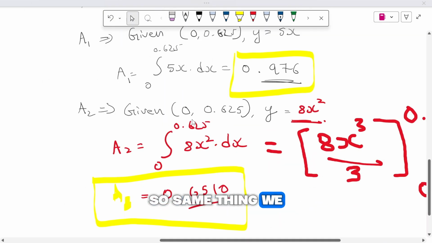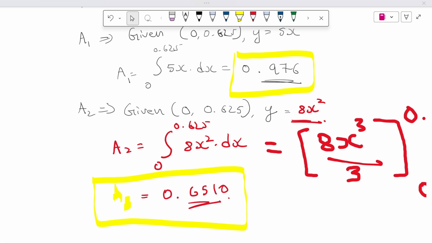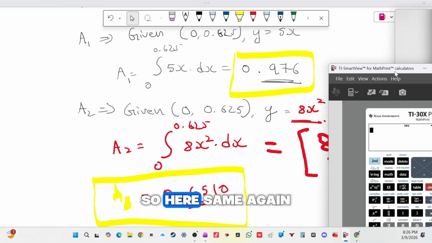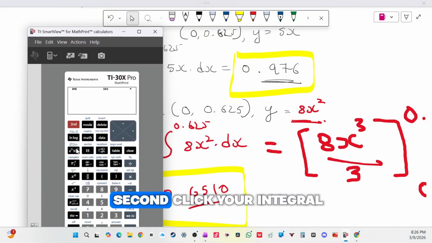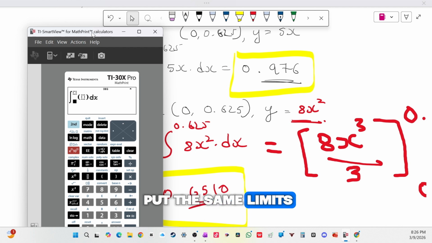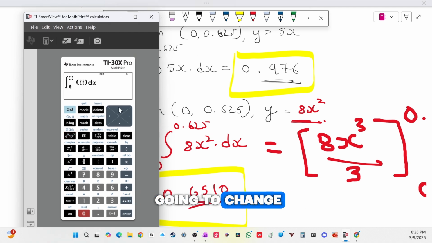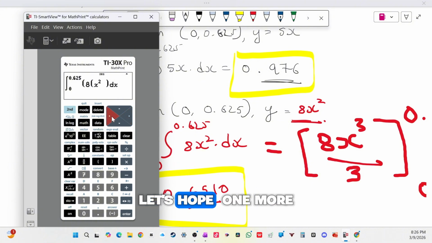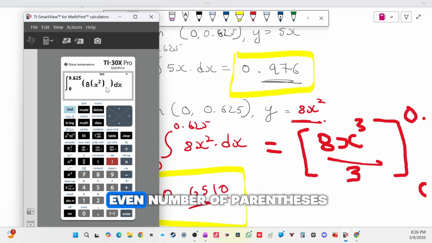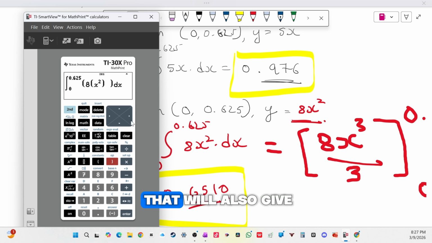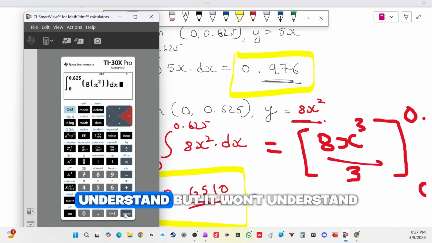So same thing we want to do for this also, A2. Here, again, come over here, click second, click your integral, put the same limits, except the equation is going to change: 0 to 0.625, and then the equation is going to be 8 times x square dx. Let's hope... one more parenthesis I've got to put. This is the thing with parentheses. It has to be always an even number of parentheses in your problem. It can't be an odd number. That will also give an error. It is supposed to understand, but it won't understand.